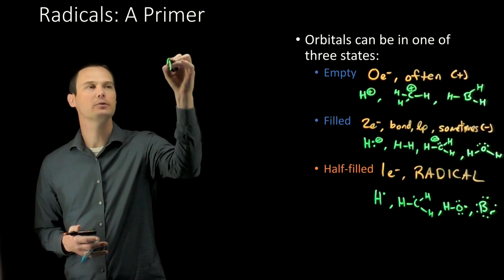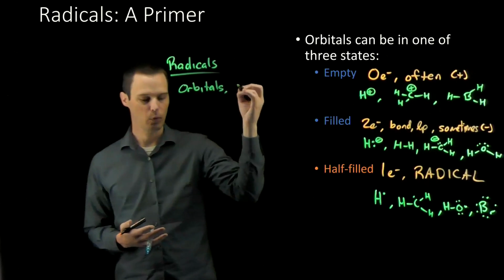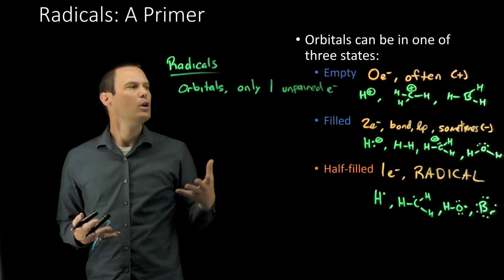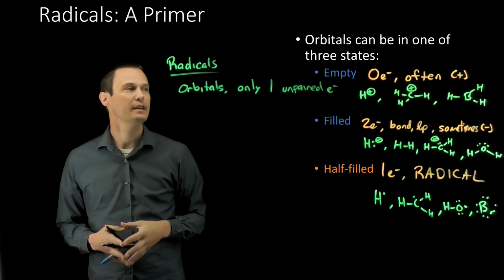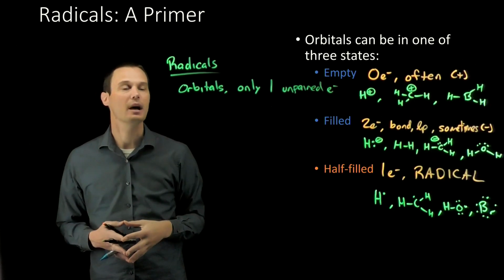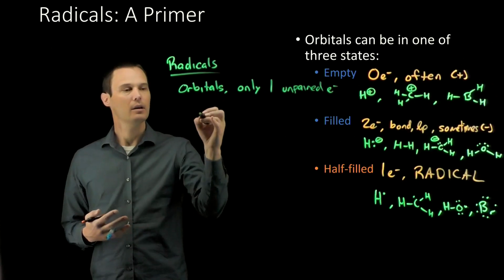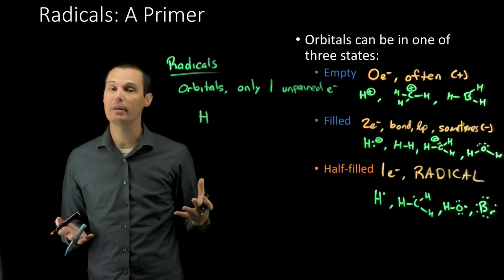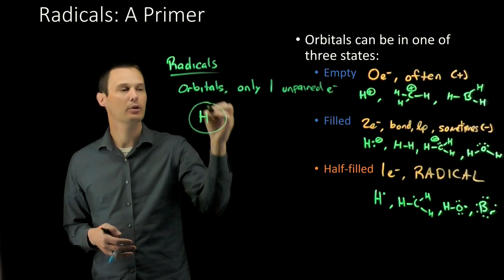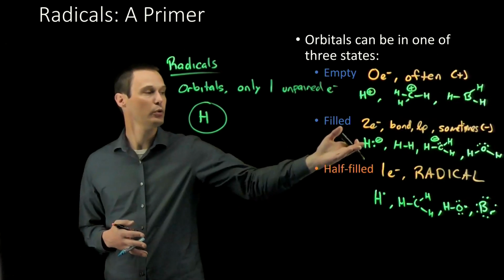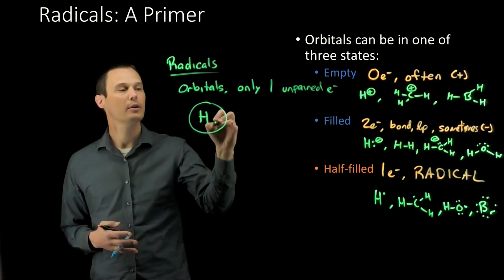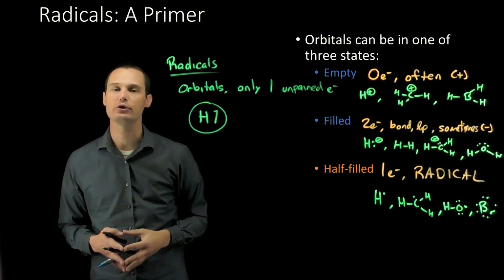So what about radicals? Radicals are orbitals with only 1 unpaired electron. An orbital typically has 0 electrons or 2 electrons in it, but in a rare case, it can have 1 electron where that electron is unpaired, and we call that a radical. The orbital for hydrogen would be the 1s orbital. So that 1s orbital on hydrogen, if it has 0 electrons, then it's the hydrogen cation. If it has 2 electrons, it's the hydride anion. But if it only has 1 electron, then it is the hydrogen radical.